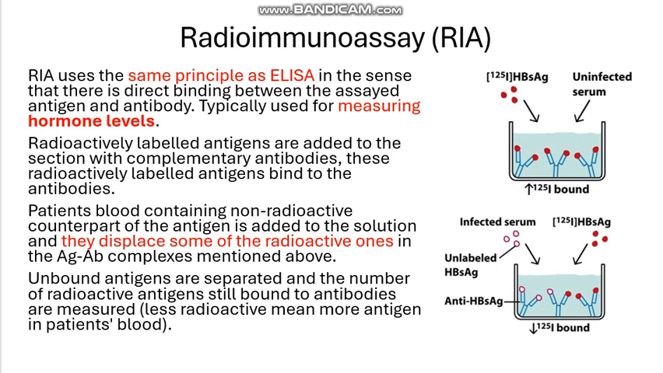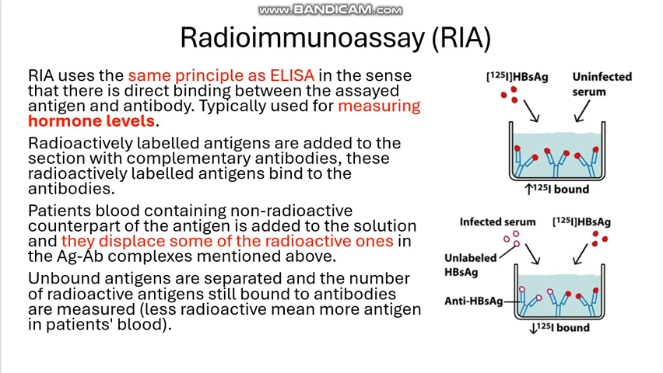Some of these unlabeled antigens are going to displace some of the radioactively labeled antigens bound to the antibodies. They're both complementary. And then we basically just measure the unbound antigens. So unbound antigens would be separated, and the number of radioactive antigens still bound to the antibodies are measured. So less radioactive means that there's more antigens in the blood, because more of these radioactive antigens have been displaced.